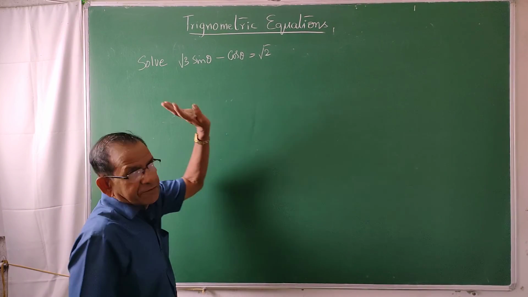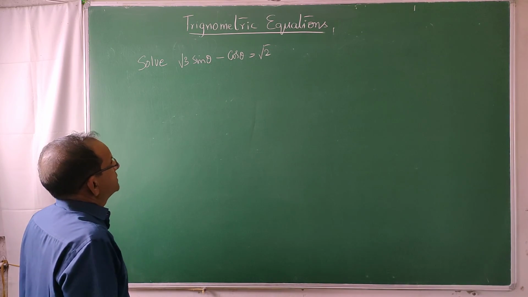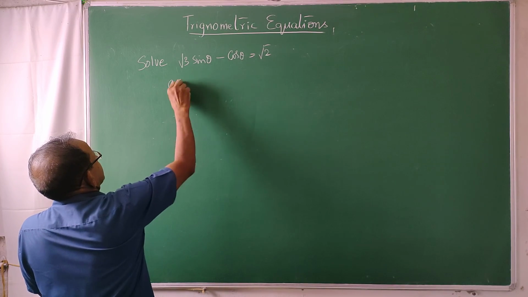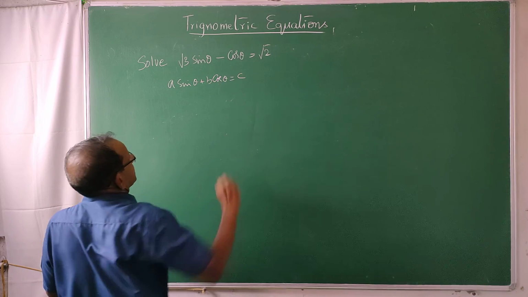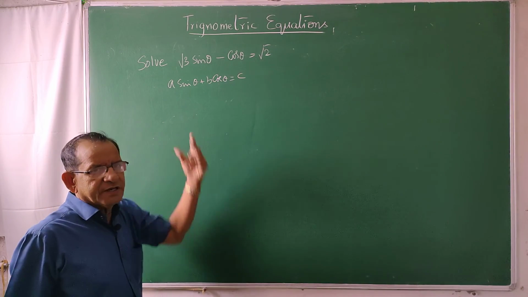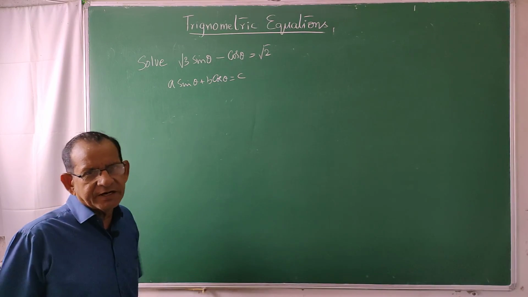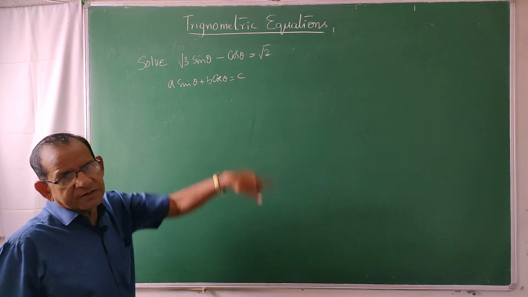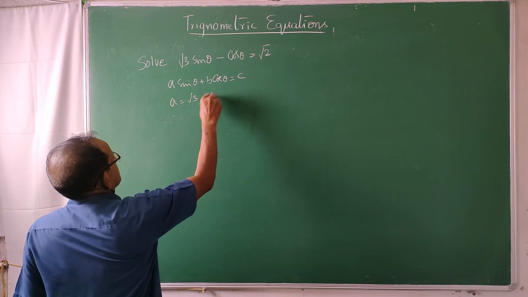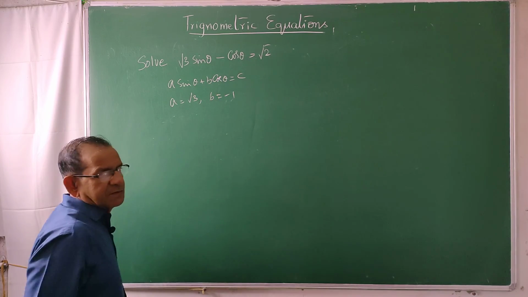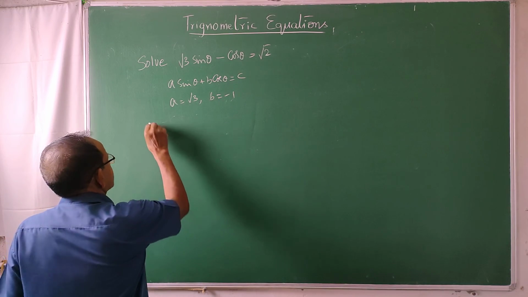Now let us solve this equation. Let us find out the general solution for theta. Now it is in the form of a sin theta plus b cos theta is equal to c type, or it may be a cos theta plus b sin theta also. Anyway, in such case you have to divide both sides by root of a square plus b square. What is a here? Root 3. B is equal to minus 1 in this equation in place of b.